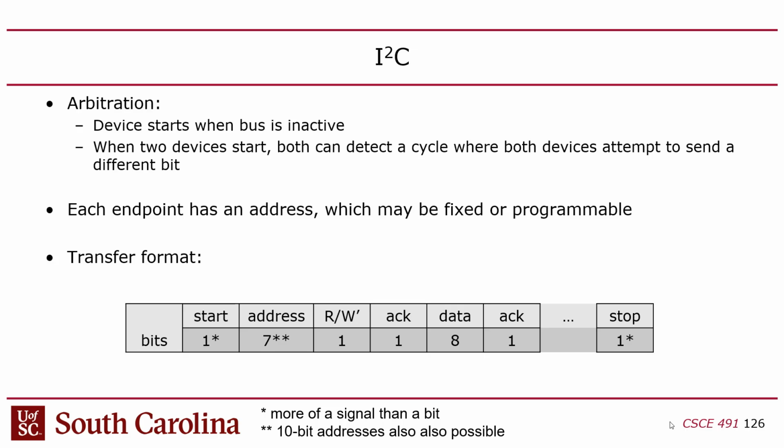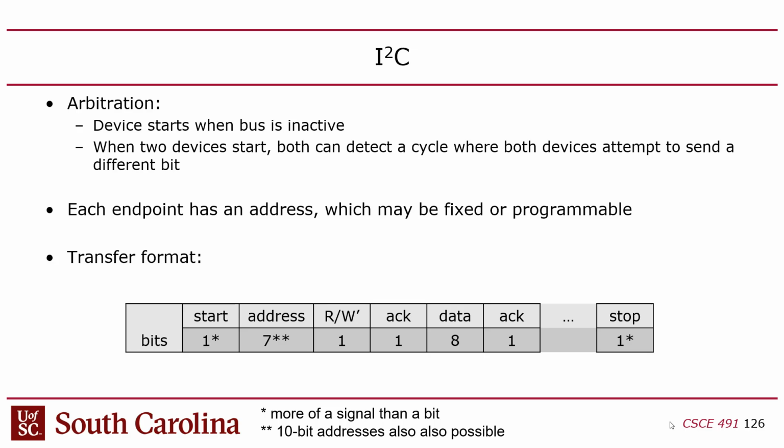Now, oh, by the way, notice that the address is 7 bits, the read-write flag is 1 bit, and the acknowledgement is 1 bit. So the first half of this is actually 9 bits. There's 9 bits, right? And the second half is also 9 bits because the data and the acknowledgement is 9, right? 8 plus 1, right? So each beat of this protocol is 9 bits, right?